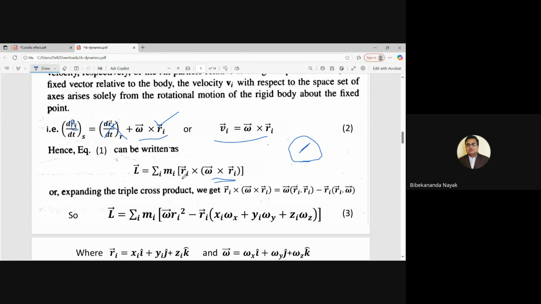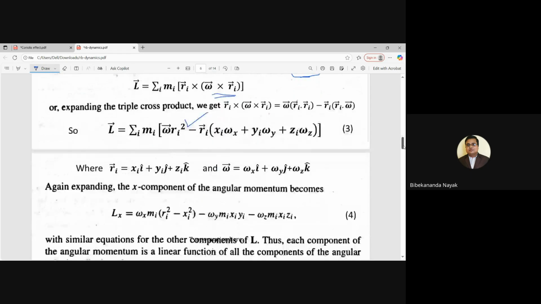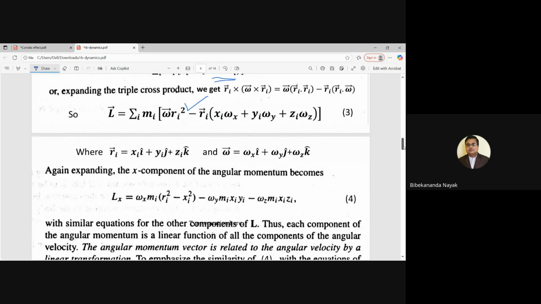Now we have A cross B cross C, which is equal to B times A dot C minus C times A dot B, the BAC minus CAB formula. Ri dot Ri is equal to Ri square. Again, Ri dot omega means x omega x, y omega y, z omega z. Now R is the position vector, xi cap, yj cap, zk cap, and omega is omega x, omega y, omega z.